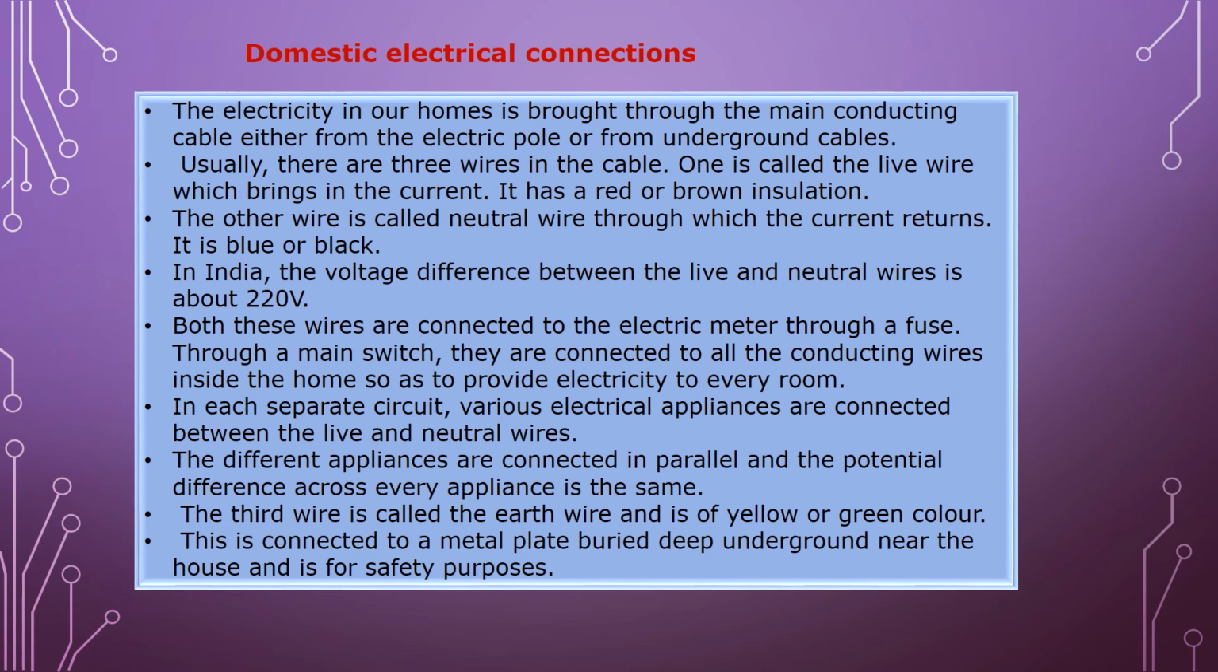Through a main switch, they are connected to all the conducting wires inside the home so as to provide electricity to every room. In each separate circuit, various electrical appliances are connected between the live and neutral wires. So the different appliances are connected in parallel and the potential difference across every appliance is the same. The third wire is called the earth wire and is of yellow or green color. This is connected to a metal plate buried deep underground near the house and is for safety purposes. So this is all the information about domestic electrical connections.